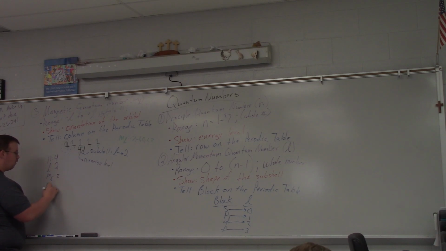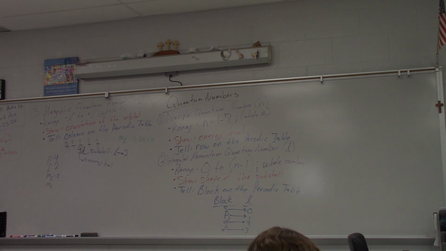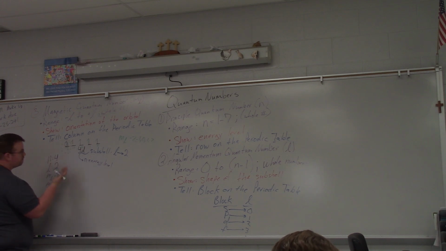And then the last one, which I'm going to define in a moment, is the spin quantum number. The spin quantum number is narrowed down to +1/2 or -1/2. How's the arrow pointing? If it's up, it's +1/2. Down, -1/2. So in this case, +1/2.